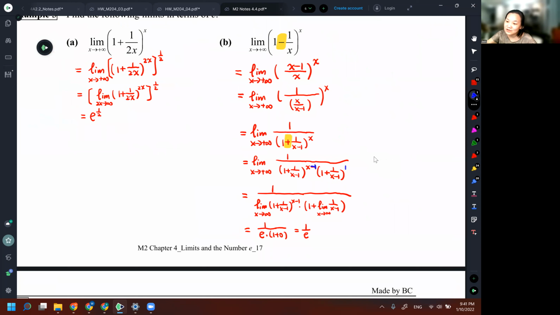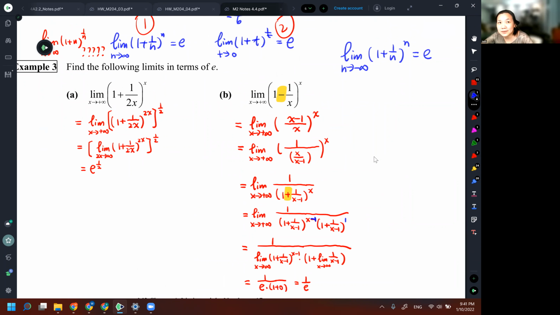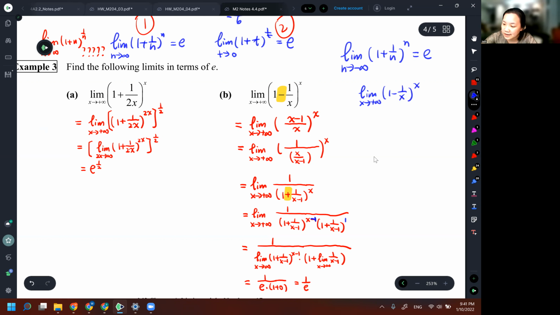Anyway, this looks ridiculous, but if we are allowed to use another limit, which is this one, as n tends to negative infinity, (1 + 1/n)^n is also equal to e. Now this question can be simpler because you can say this limit, as x tends to positive infinity, (1 - 1/x)^x is equal to the limit as x tends to positive infinity of (1 + 1/(-x)).